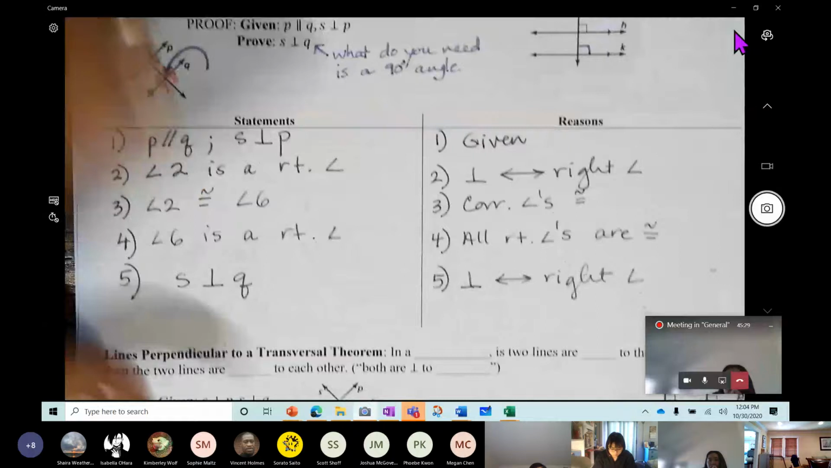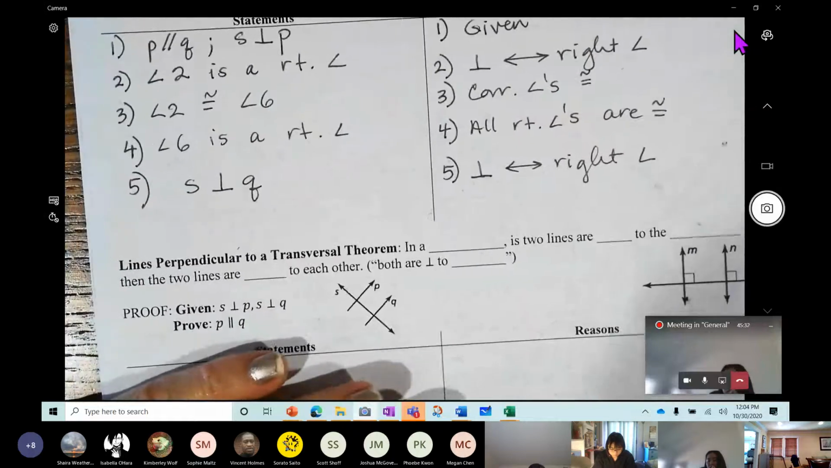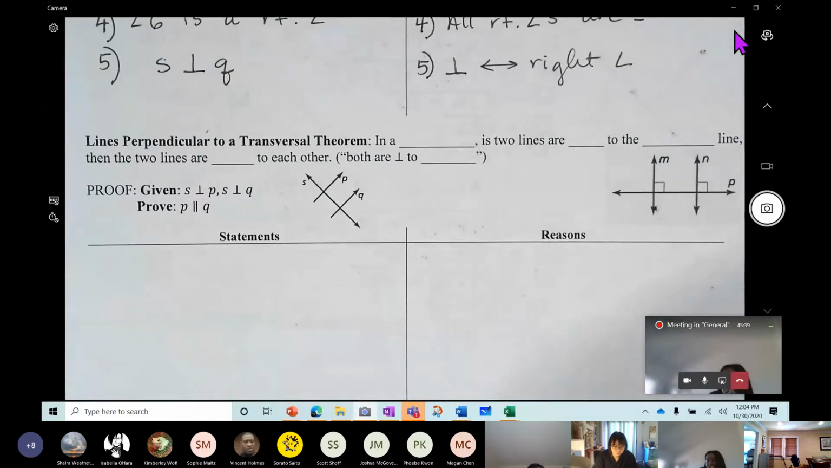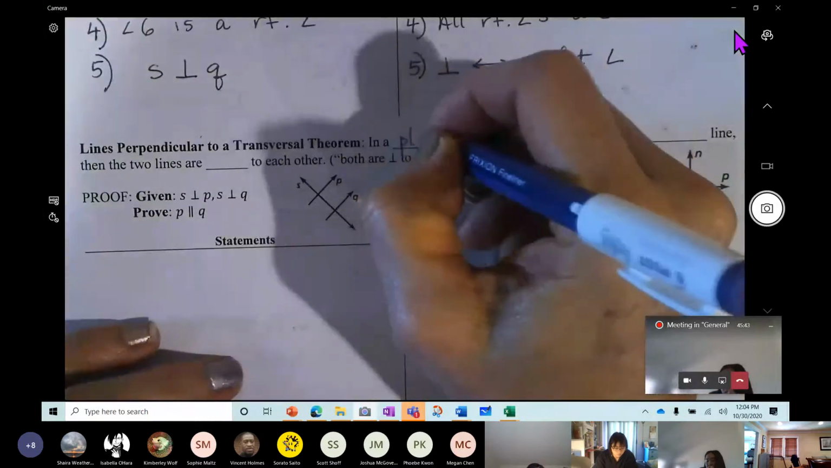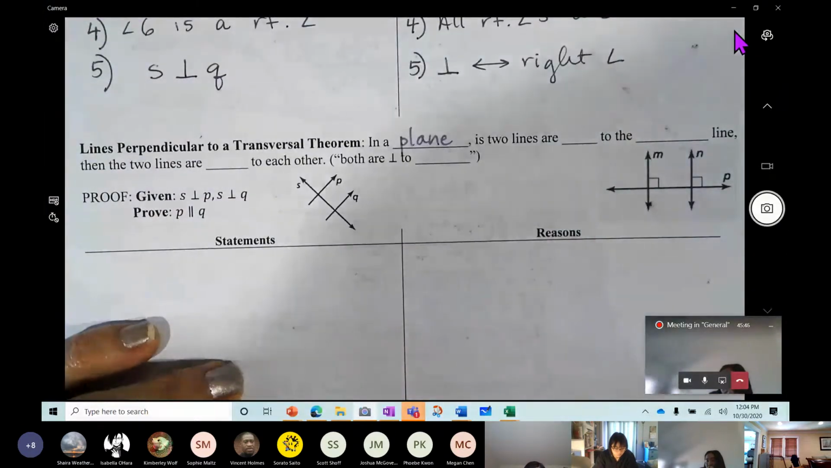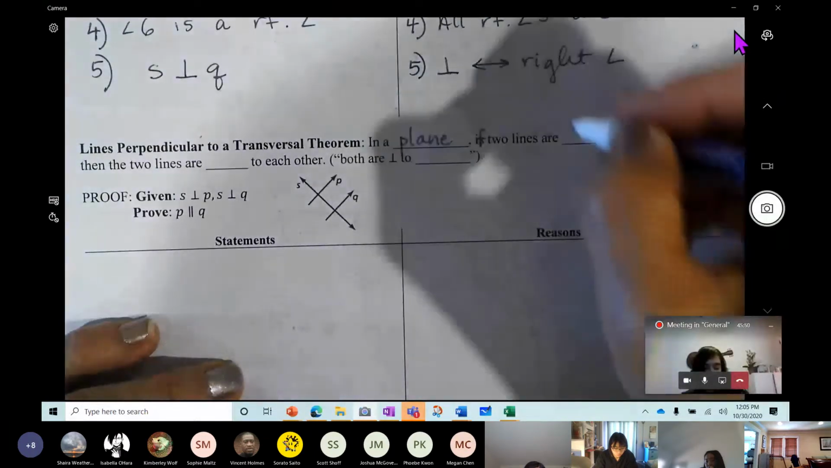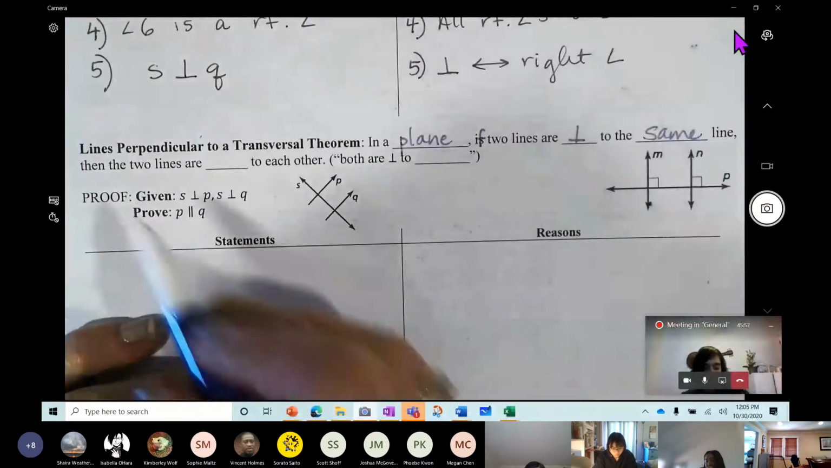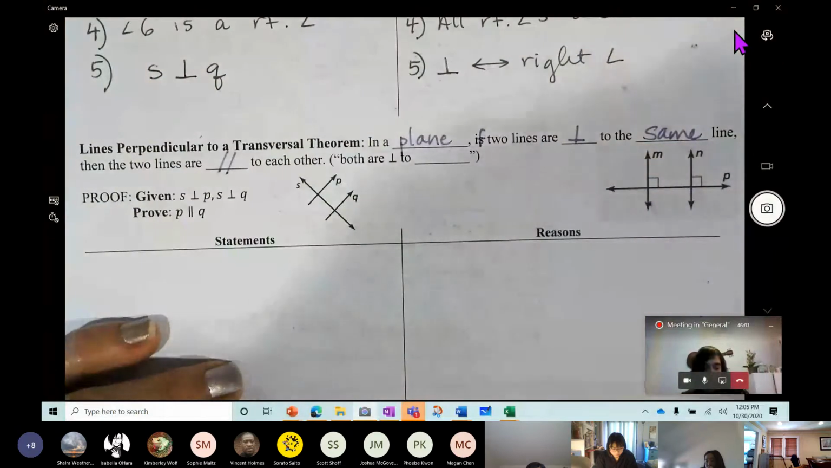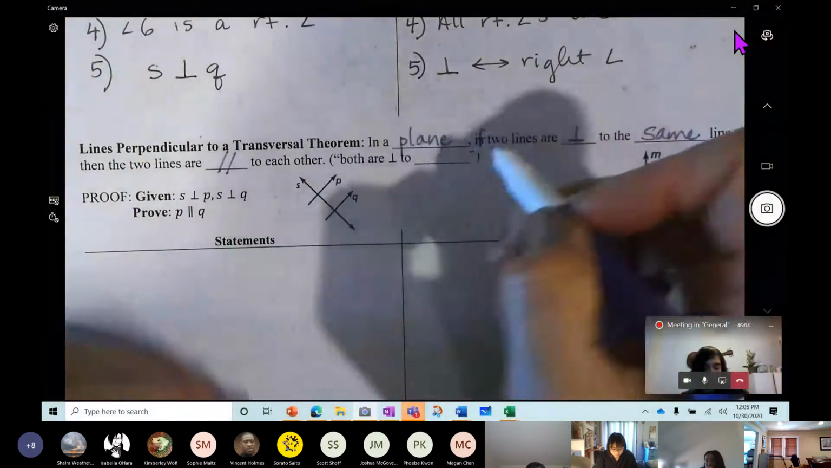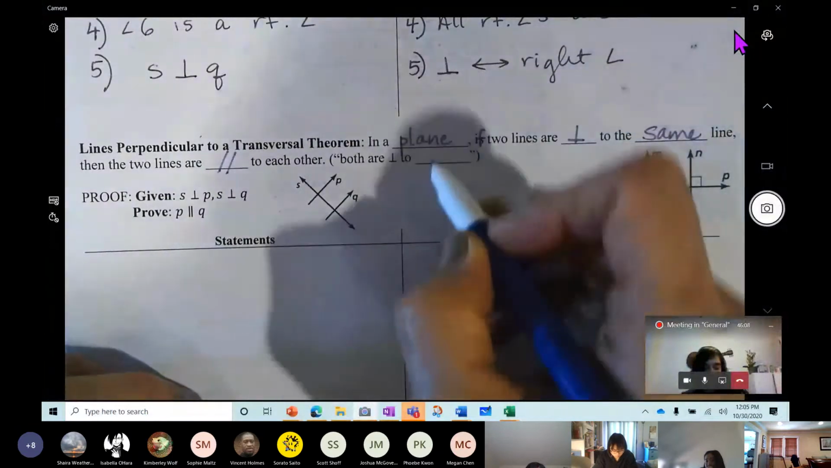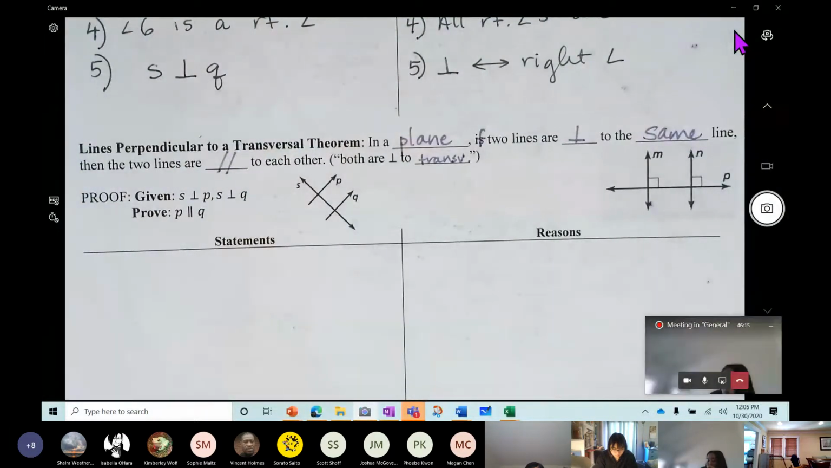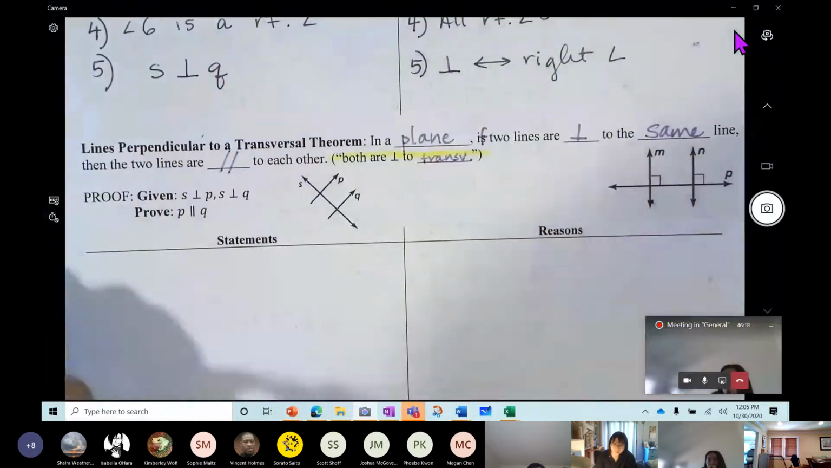Okay, I am going to fill in just one more sentence. We only got to there from angle 3, but if you're filling this out with me, okay, the line perpendicular to a transversal theorem says in a plane, if 2 lines are perpendicular to the same line, this is just like the parallel one, then the 2 lines are parallel to each other and both are perpendicular to the transversal. And of course you can now do this.